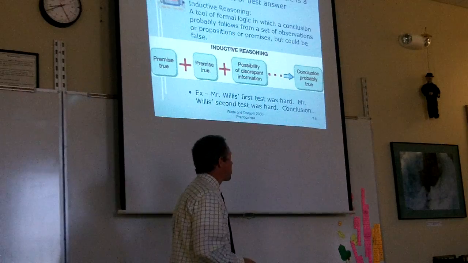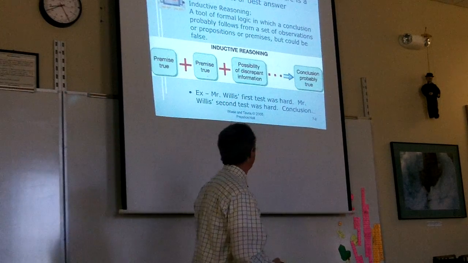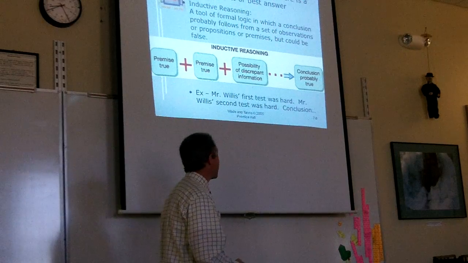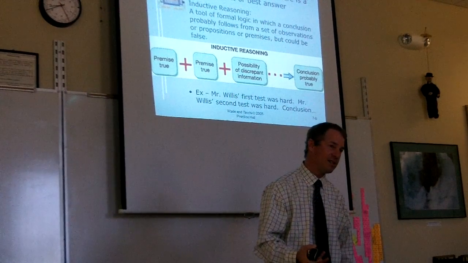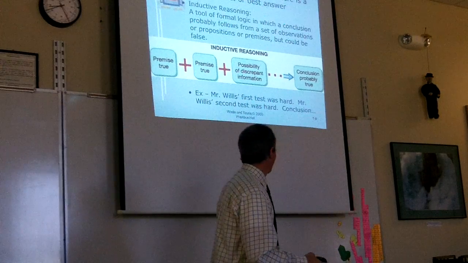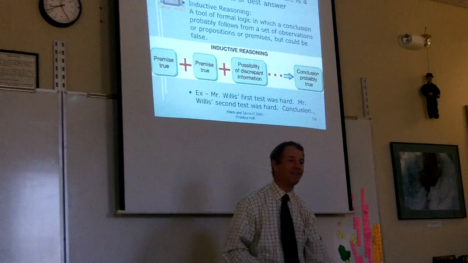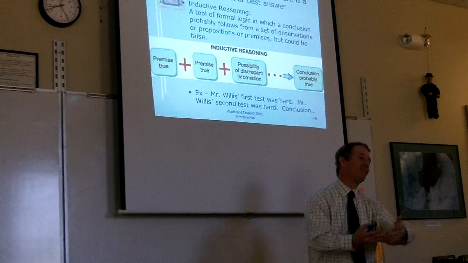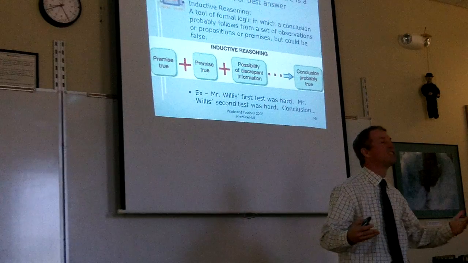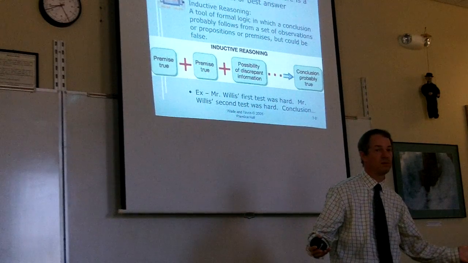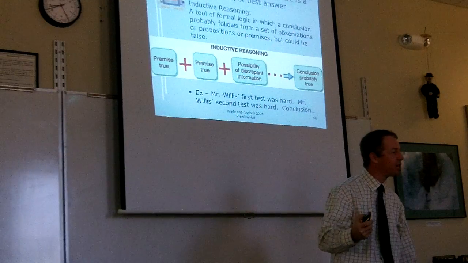Mr. Willis's first test was hard. True? Then you would say yes. Mr. Willis's second test was hard. True? Then you would say yes. So if my first test was hard and my second test was hard, what do you conclude from that? The third test will be hard. Or you might conclude Mr. Willis's tests are hard. Is that absolutely going to be true 100% of the time?